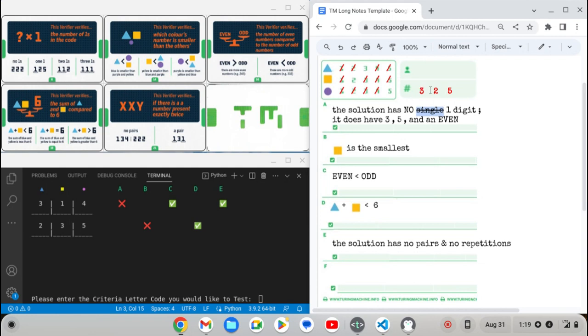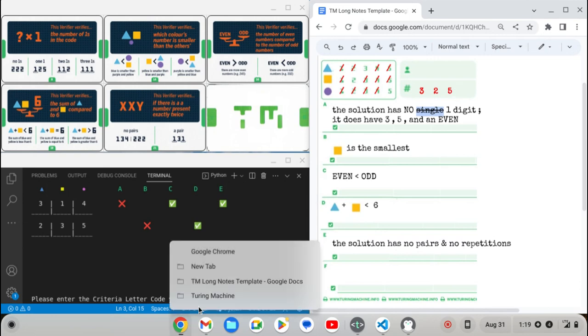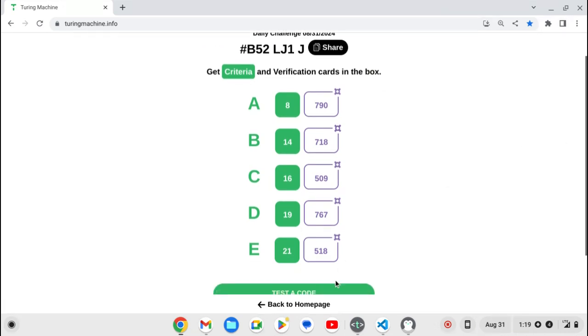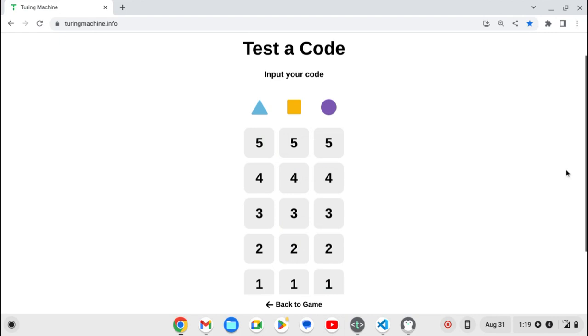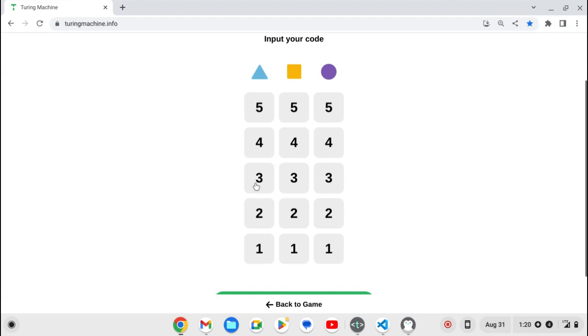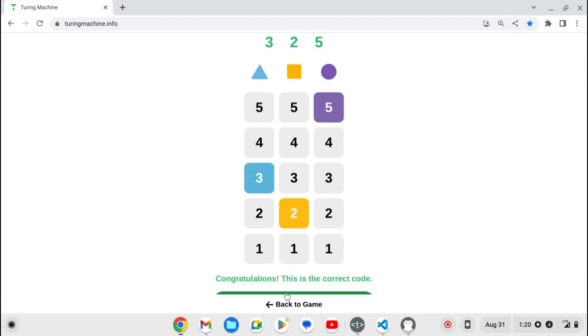It does have a 3, a 5, and an even, sure. Square is the smallest. There are more odds than evens, yes. The sum of the first two is less than 6, that's correct. And there are no pairs or repetitions. Yeah, so it looks good, but let's verify. So 3, 2, 5. All right, 3, 2, 5 is correct.